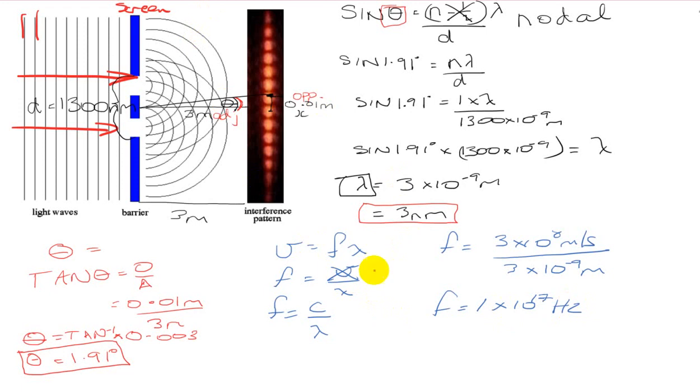So now we have the frequency as well. We have calculated the wavelength of the light and then the frequency of the light just by using the distance between the central maximum, this point here, and the first antinodal point, that point there. That is all.